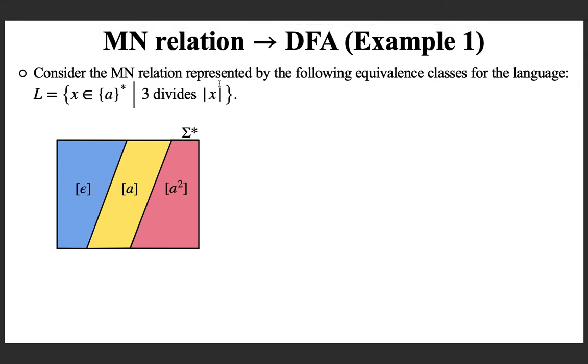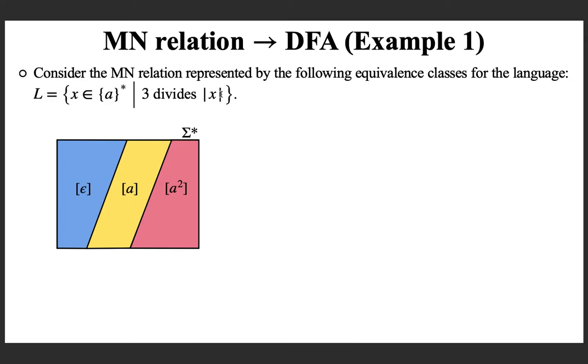Consider an MN relation represented by the following equivalence classes for the language L, which is the strings over the singleton alphabet A, such that the length of the string is a multiple of 3, or 3 divides the length of the string. For example, epsilon is in the language, a cube is in the language, a raised to 6 is in the language, likewise it goes.